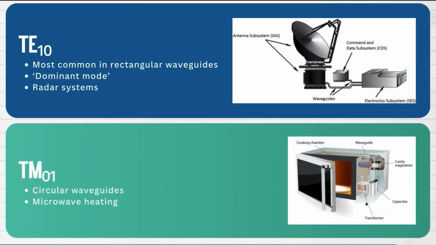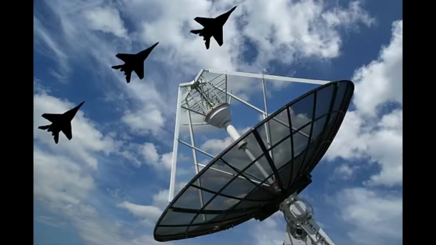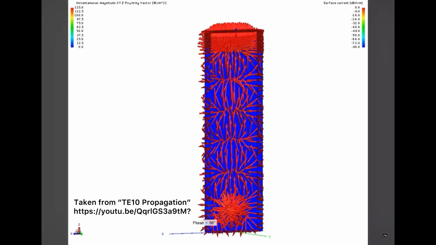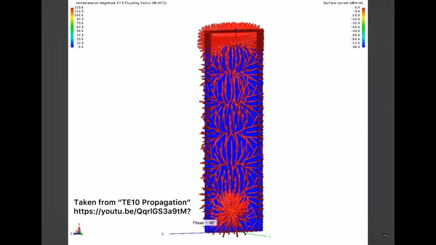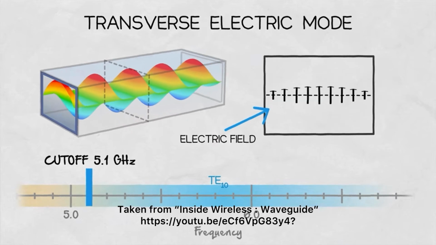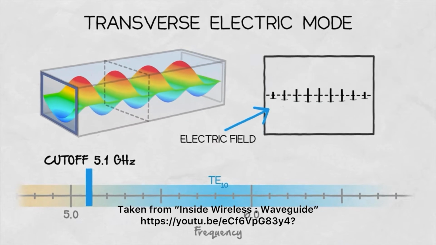The TE10 mode is the most common in rectangular waveguides and is known as the dominant mode. It's used extensively in radar systems because it provides efficient, low-loss transmission at high frequencies. In this mode, the electric field is transverse, and energy travels primarily along the length of the guide.